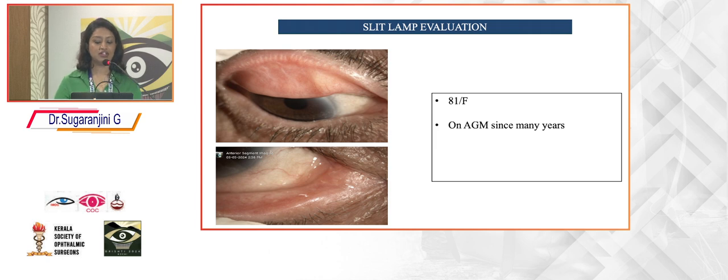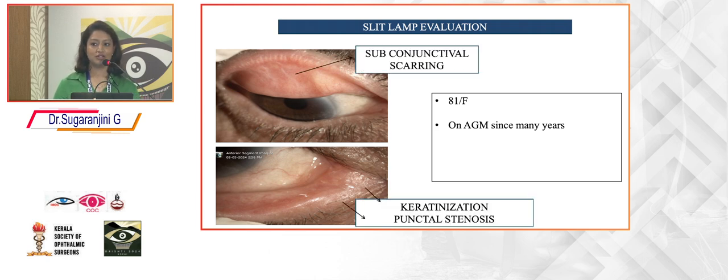This is an 81-year-old female who presented to us. She gives a history of anti-glaucoma medication since many years. She was referred for a dry eye evaluation, but can anyone see what this is? Okay, you can see some subtle subconjunctival scarring in her upper tarsal conjunctiva, and also there is keratinization, her puncta is completely stenosed, and there's loss of plica also.